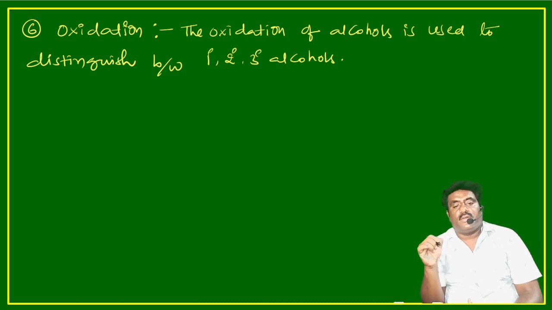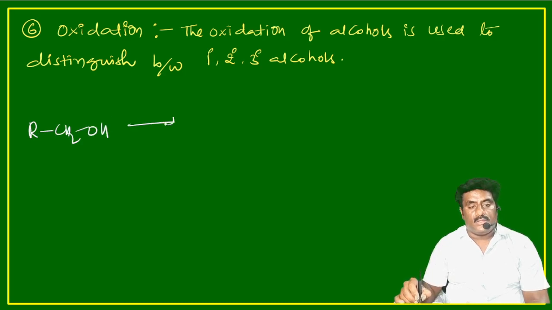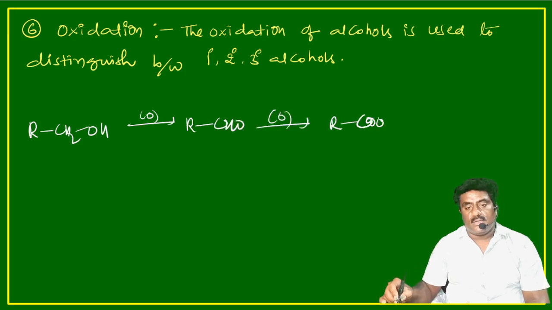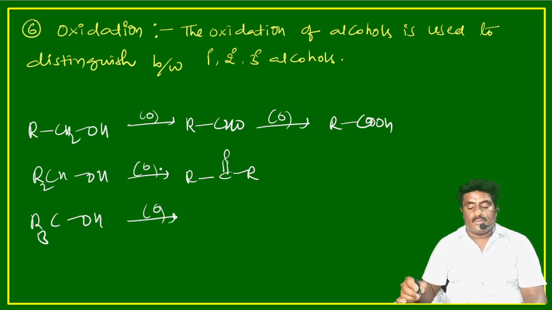Next, oxidation of alcohol is used to distinguish primary, secondary, and tertiary alcohols. See, primary alcohol oxidation gives aldehyde, or CHO. Again oxidation gives carboxylic acid. Next, secondary alcohol oxidation gives ketone, or C double bond O. And tertiary alcohol oxidation, what does it give? It does not oxidize.